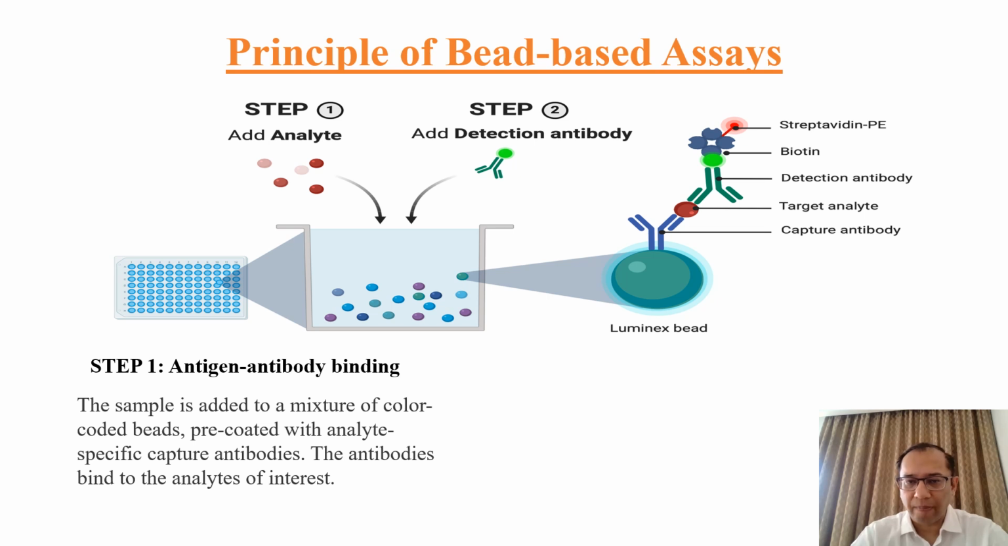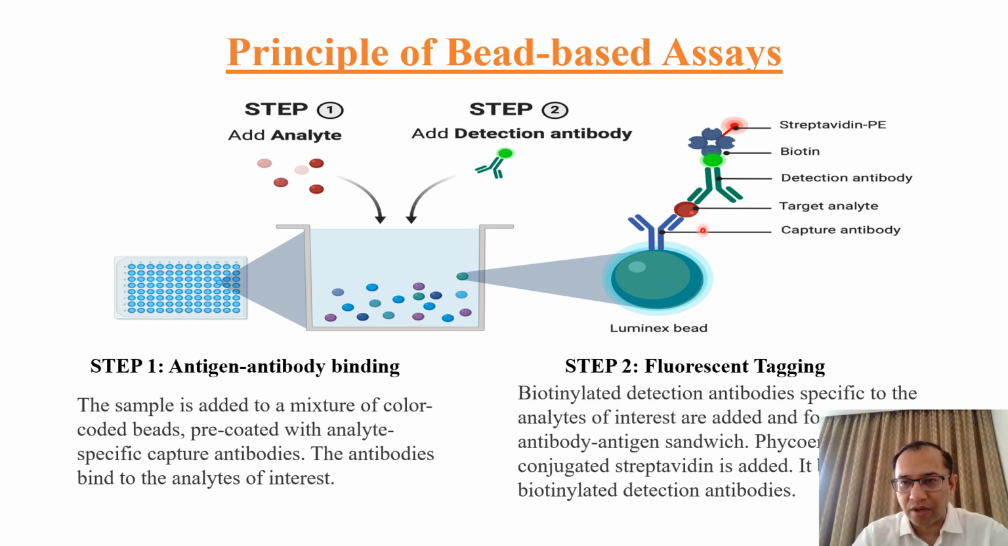Basically what is happening here is you have this Luminex bead and this has the capture antibody with it, which is against the target analyte. Once it combines, if there is a target analyte present, this capture antibody will capture the analyte and there will be an antigen antibody complex that will be formed.